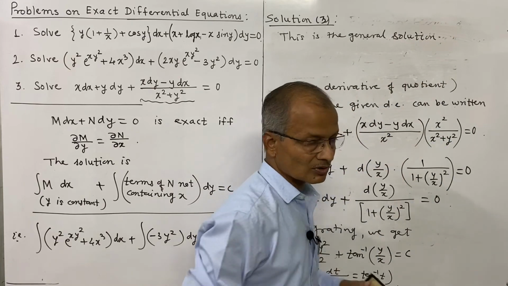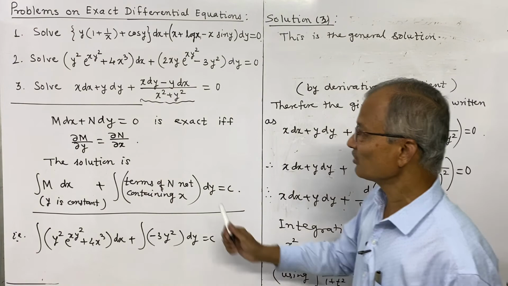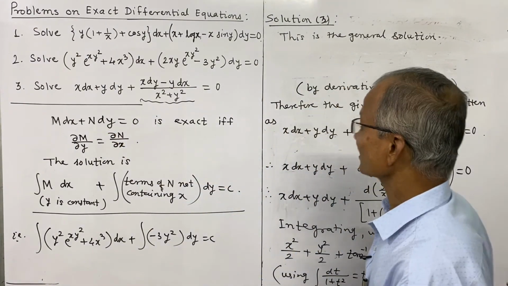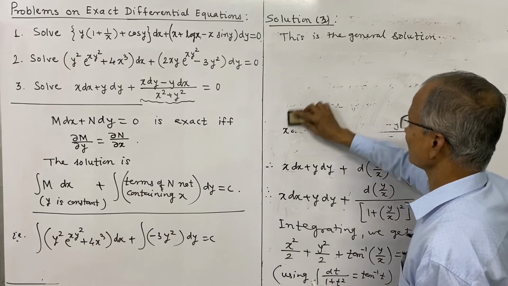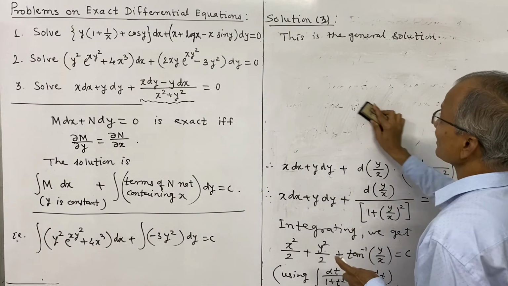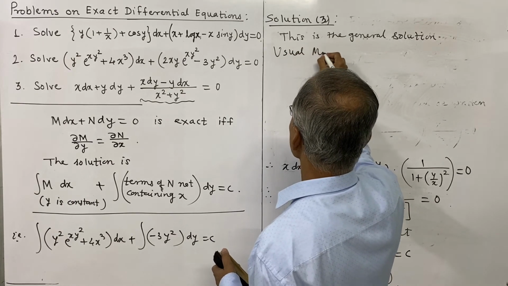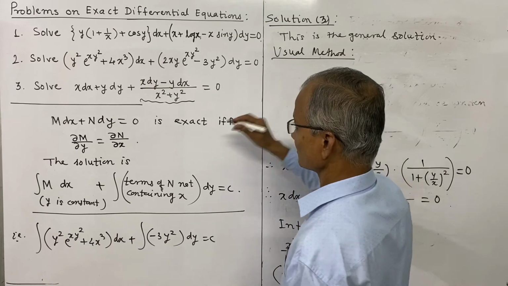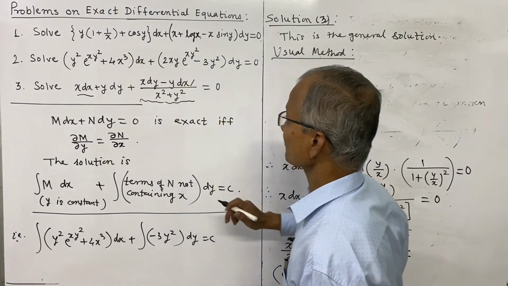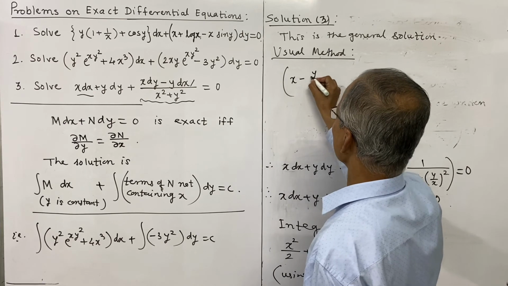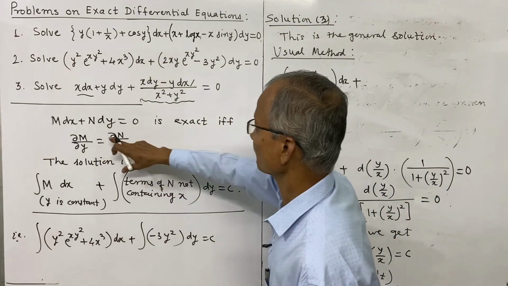Now I will suggest you solve the third problem using the earlier method. If you use that method, then we must write this equation in the form m dx plus n dy, and that can be written easily. Collect the terms of dx and then collect the terms of dy separately. So by the usual method, if I consider this term dx and this term dx, then x minus y divided by x square plus y square into dx is the first expression, m into dx.